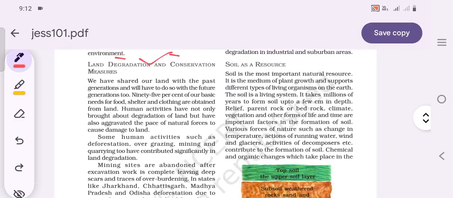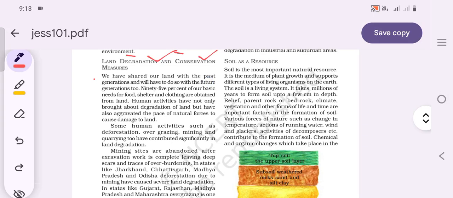So like that, land degradation and conservation measures, some conservation measures are highly essential to conserve the land. Now let us read line by line, and we will understand step by step how to conserve the land resources. We have shared our land with the past generations, and will have to do so with the future generations too. Not only do we need to conserve the resources for the present, but also keep in mind that for future generations, these resources should not lack.